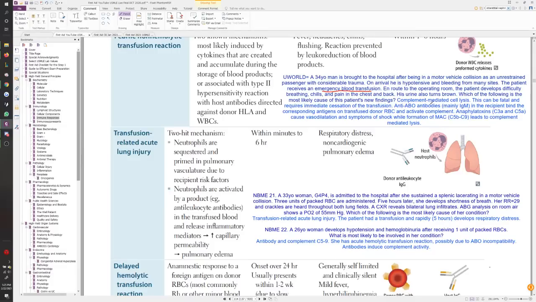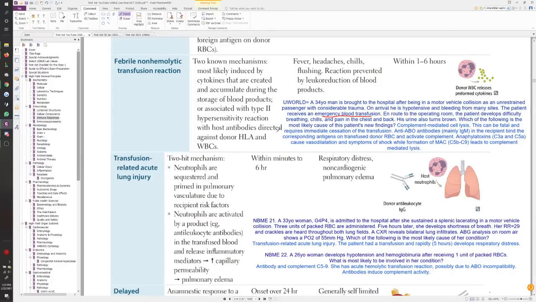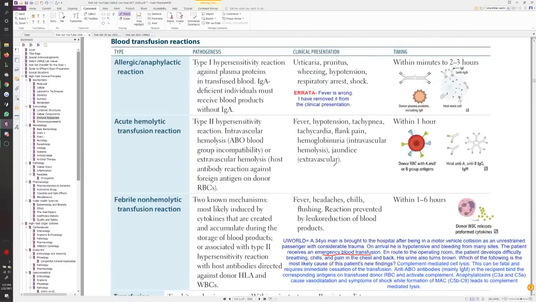Anti-ABO antibodies, whichever type he had, in the recipient bind to the corresponding antigens on transfused donor red blood cells and activate complement. Anaphylatoxins cause vasodilation and symptoms of shock, while formation of MAC leads to complement-mediated lysis. Right, and that's exactly how that works. So this case scenario is acute hemolytic transfusion reaction.